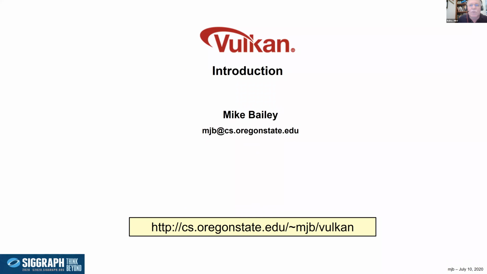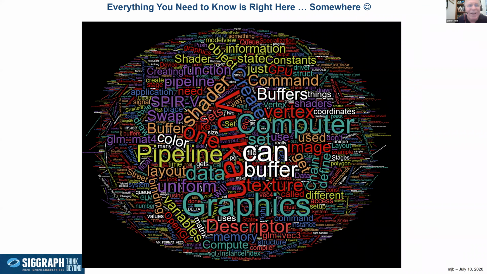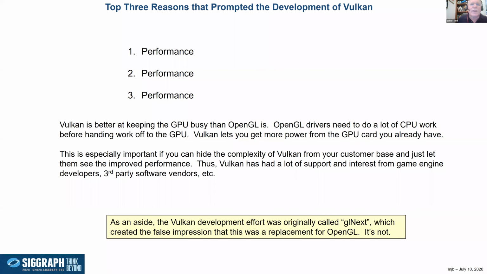All right, so introduction to Vulkan. What is Vulkan all about? Yep, here it is. If you can zoom in on this, well, then you know everything there is to know. Yeah, this is a Wordle from the notes. Good luck. All right, so why was Vulkan created? Well, Vulkan was created for 3 reasons: performance, performance, and, well, performance.